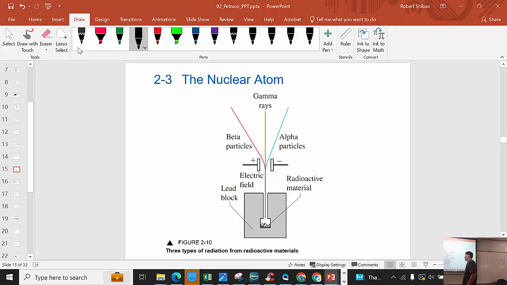So how does the radiation interact with fields? This is showing a lead block to protect ourselves from radiation. And here's a radioactive material. The radioactive material is decaying. It might be spitting out beta particles. Beta particles are going to be deflected to the positive because these are electrons, negatively charged. Gamma rays are not deflected because they have no charge. And alpha particles are deflected to the negative. And so we need alpha particles for the next experiment.